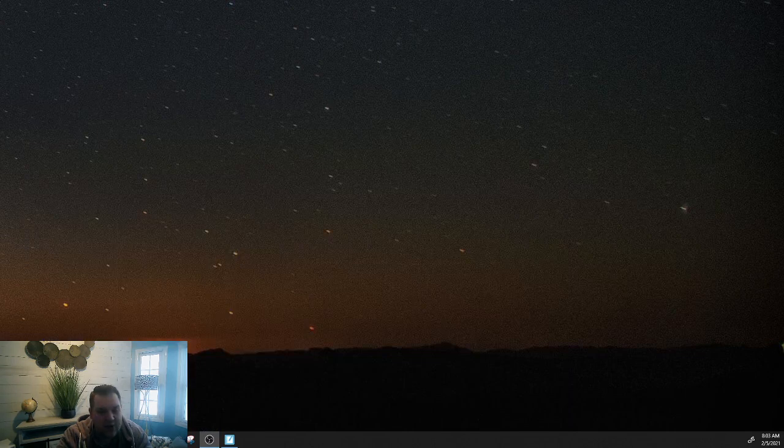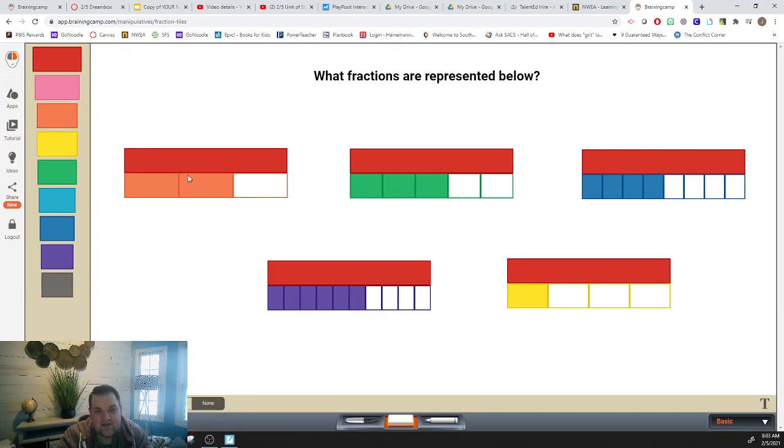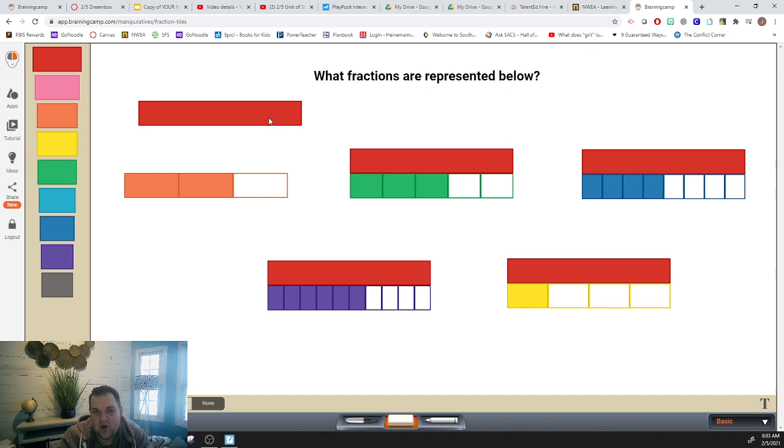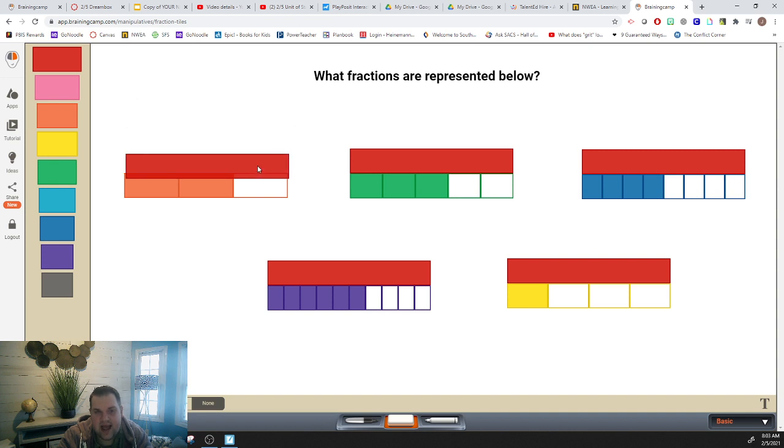In our small group, we're going to be trying to figure out what fraction is represented in all of these pictures. So for all of these pictures, the red bar, this one right here, is what the whole is. So we're going to look at these tiles down below to help us decide what fraction is being represented. The blank piece means that there's not a piece there. You just see an outline because there's not a piece there. So right here, there are just 2 pieces represented.